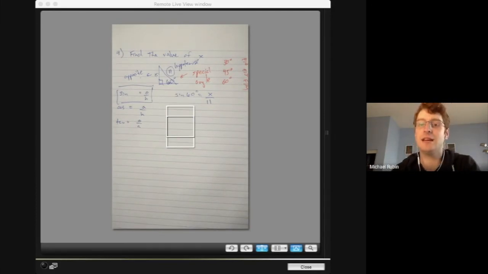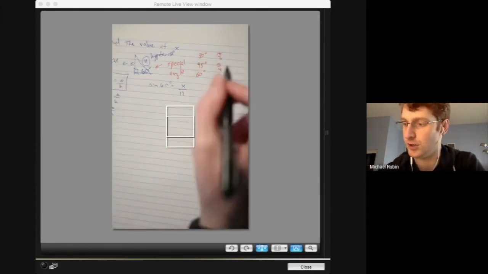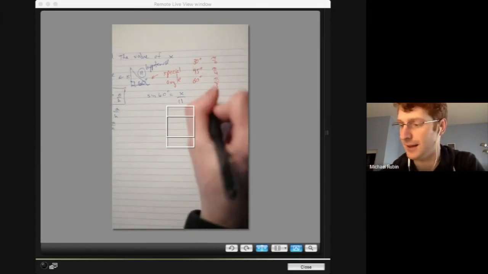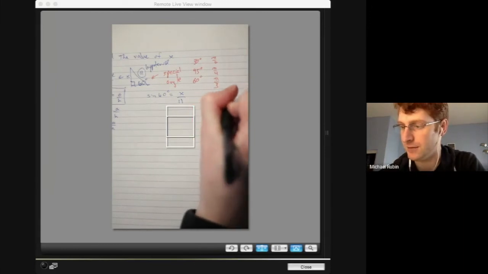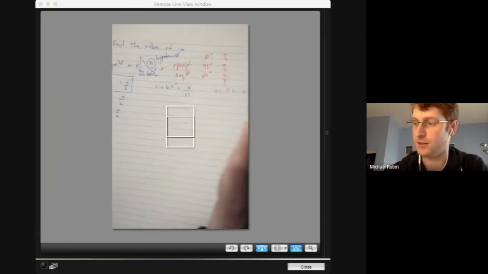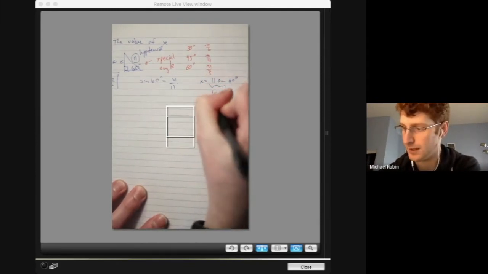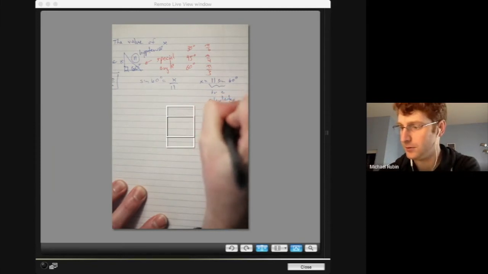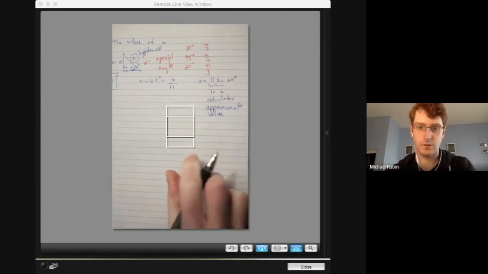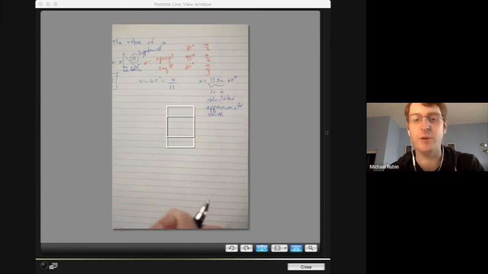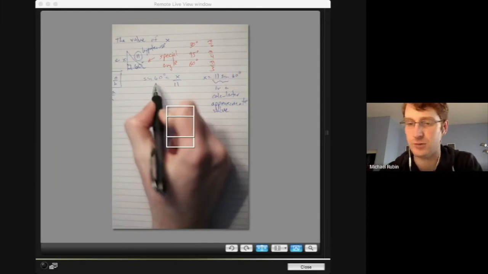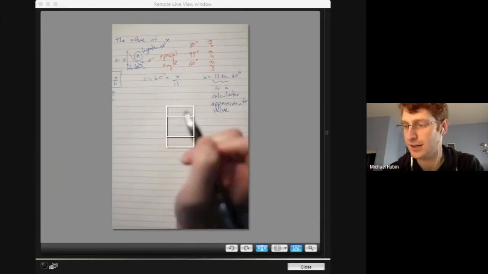Now, if you were using a calculator, which I don't want you to do, but if you were using a calculator, you could just multiply both sides by 11 and get x is equal to 11 sine of 60 degrees. That would give you an approximate value. So in a calculator, that would be an approximate value. But we don't need to do that because it's a special right angle. I can use the special right triangles.